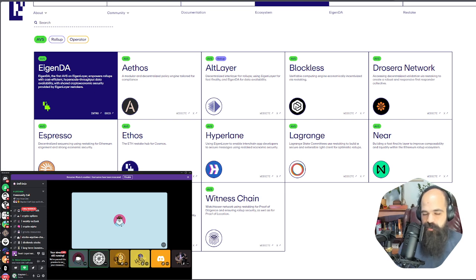So it could be any service. It could be data availability like EigenDA. It could be sequencing like Espresso. It could be whatever the heck Ethos does. It's any service that can be offered that uses EigenLayer on the back end. Yeah, correct. The core thing that ties all AVSs together is that their slashing conditions are enforced by EigenLayer smart contracts. Got it. Okay. Very cool.